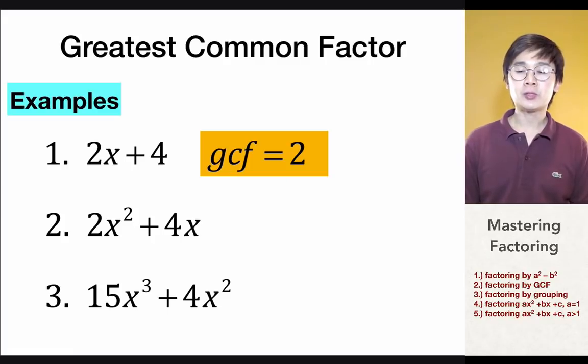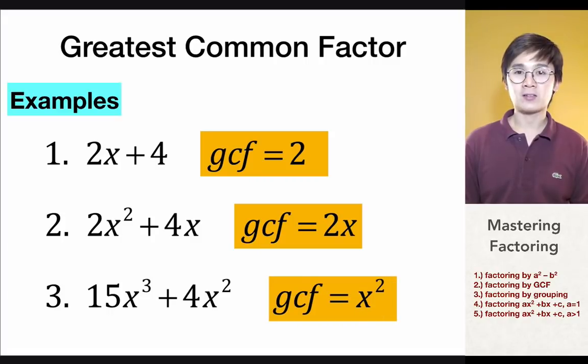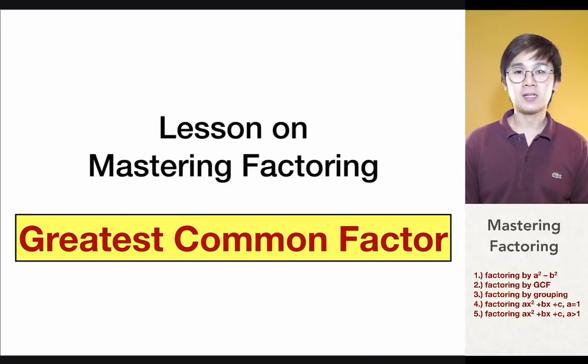And for problem number 2, the greatest common factor is 2 for its coefficient and x for its variable, because 2x can divide 2x squared and 4x evenly. And for the last example, notice that in our coefficient, there is no common number that can divide 15 and 4, which means we'll only have the greatest common factor in the variable. And in this case, the greatest common factor is x squared. So this is how we find the greatest common factor of a given polynomial, which we're going to use in factoring using the greatest common factor.